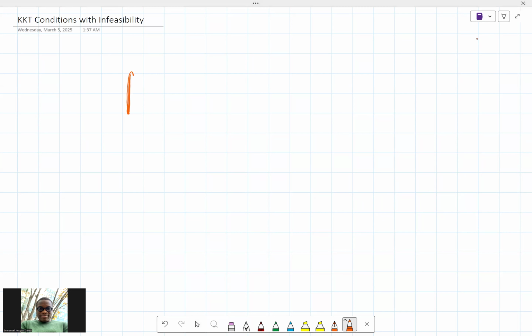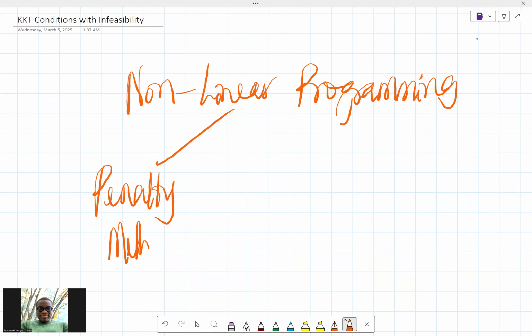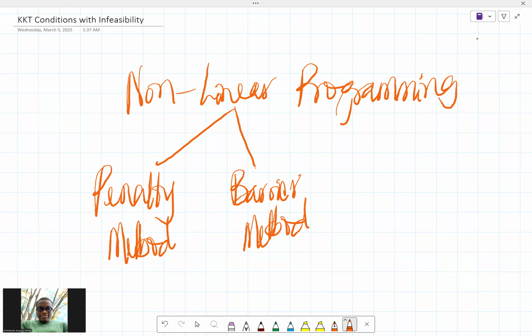We're currently talking about non-linear programming. So far, we've seen how to solve non-linear programs with the penalty method, where we have a penalty parameter which helps to penalize the system when there's a violation. And then we have the barrier method, which ensures that the search does not go out of the feasible region. And currently, we are looking at the Karush-Kuhn-Tucker conditions, which is a generalization of the Lagrange multiplier.